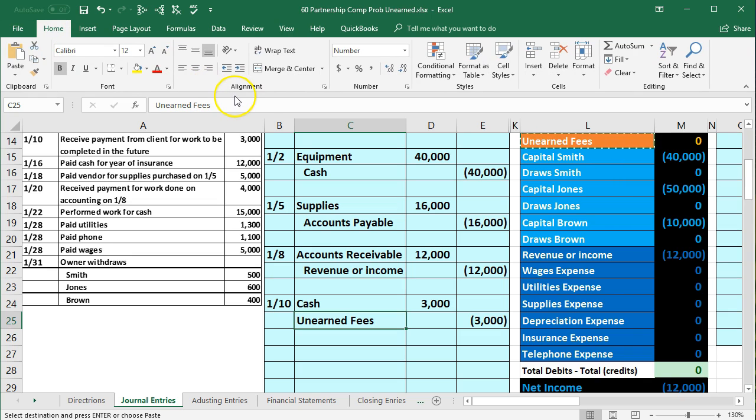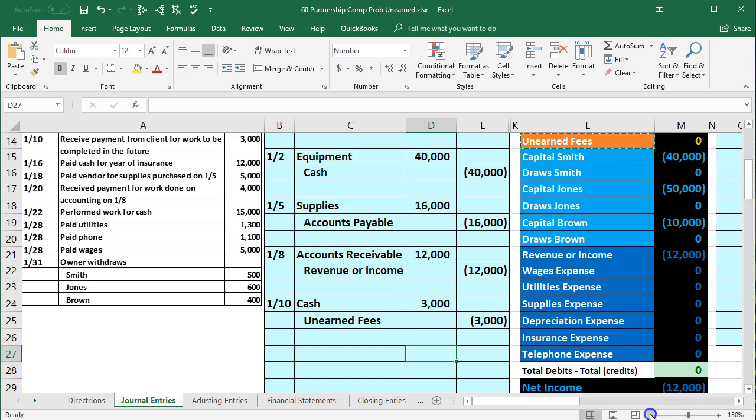It's in the Home tab, Alignment Group, and increase the indentation. There we have it. We're going to post this out. Remember, we could post this a few different ways. What we have just done is the process of journalizing the journal entry here in this blue general journal. Now we're going to post this, the process of posting, to the general ledger.